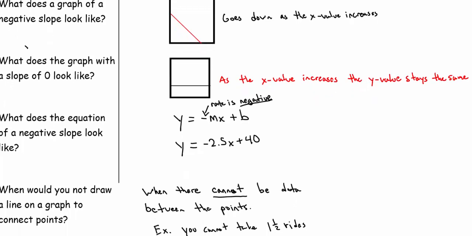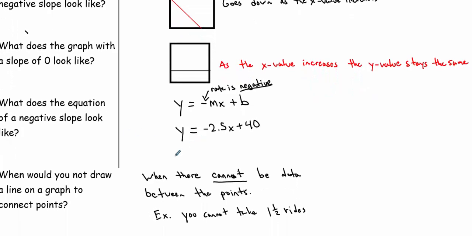And when would you not draw a line on a graph to connect points? When there cannot be data between the points. For example, you cannot take 1.5 rides on the light rail.